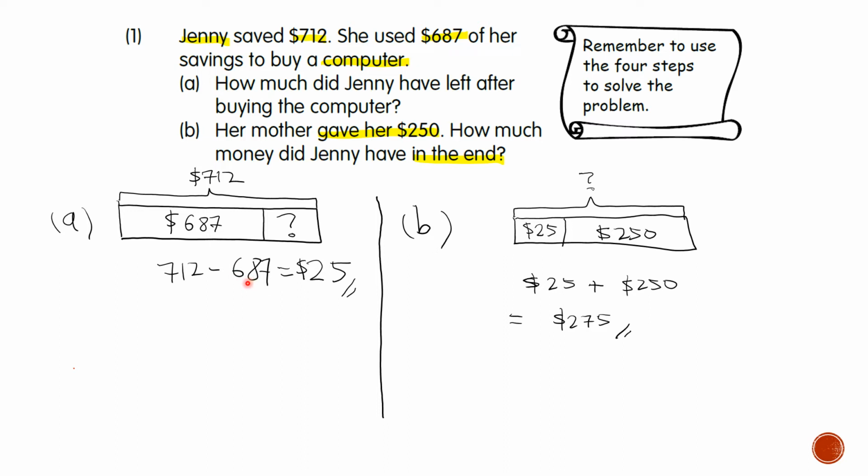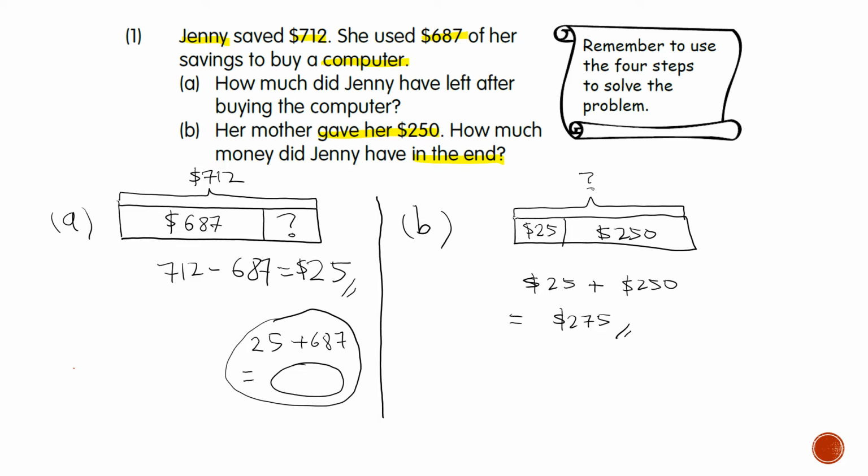Don't just copy, copy, copy, because right now I'm doing a video, so I'm not going to do all the steps for you. You have to really work out the question yourself. Another way to check, which I like to tell my students to do, is to take the answer 25 and add it to 687, and find out whether you will get 712. This is another way to work backwards. Try it yourself.